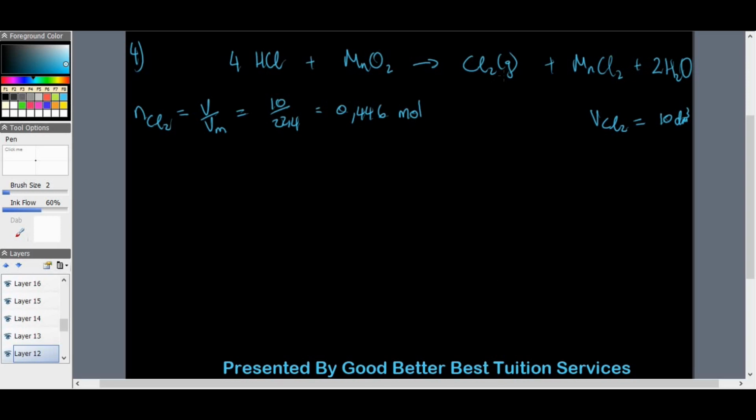Now we use the mole ratio. We've got a 4:1 mole ratio, and this is what we need to find out, the number of moles of HCl that reacted, so this could form 0,446 moles of Cl2 gas. So basically all we're going to do is divide by 1 and times by 4, and therefore x is going to equal 0,446 times 4, because divide by 1 is itself anyway, which is 1,784 mole, which is basically the number of moles of HCl.